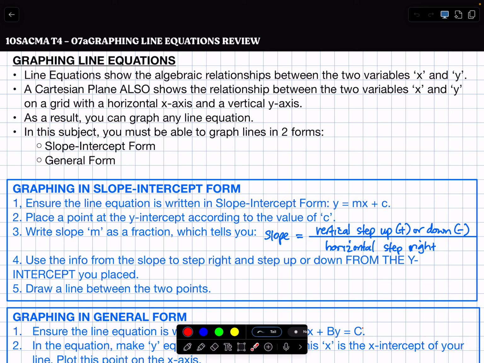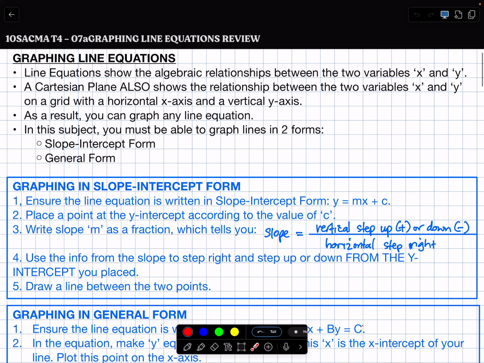There's two different line equations that you should be able to graph. Slope-intercept form should be the revision, but clearly I need to go over it again. So first thing, I will ask you to copy down how to graph in slope-intercept form, and then I will show you on the Cartesian plane. So get graphing in slope-intercept form.